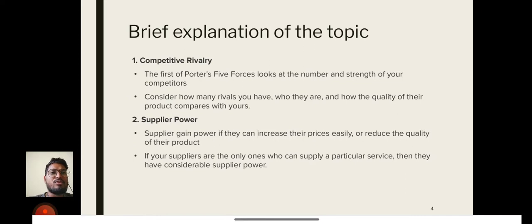Brief explanation of the topic: competitive rivalry. The first of Porter's 5 forces looks at the number and strengths of your competitors. Consider how many rivals you have, who they are, and how the quality of their products compare with yours. Supplier power. Suppliers gain power if they can increase their prices easily or reduce the quality of the product. If your supplier is the only one who can supply a particular service, then they have considerable supplier power.